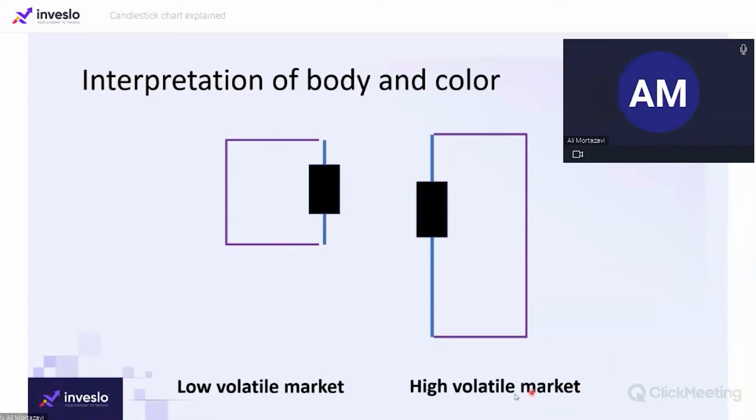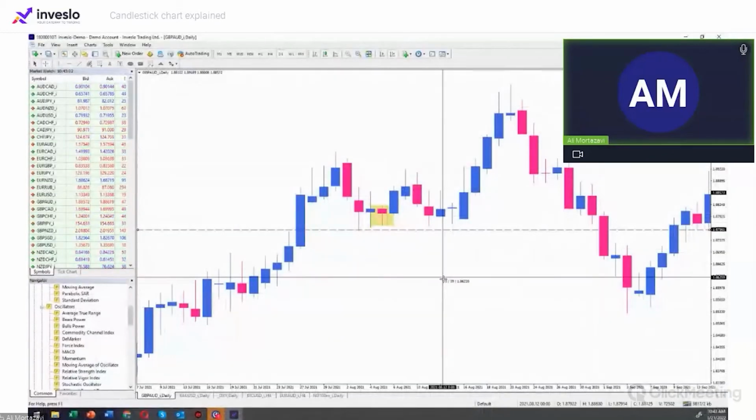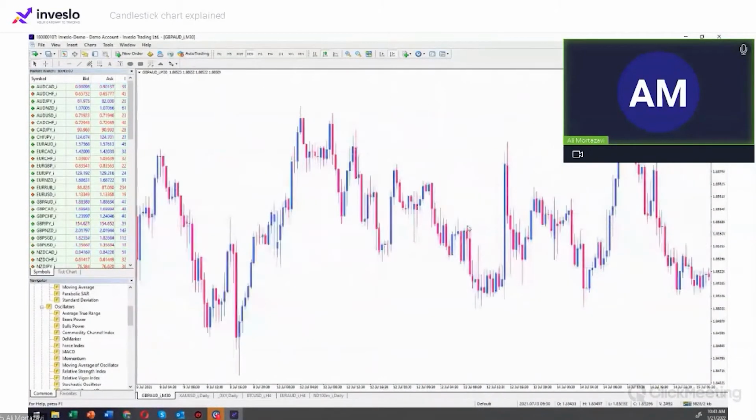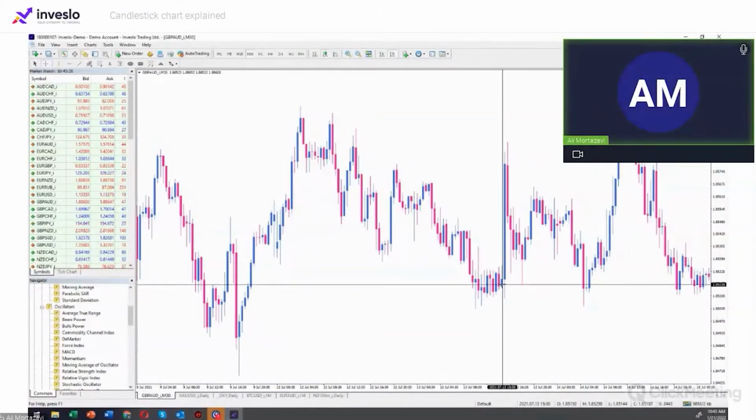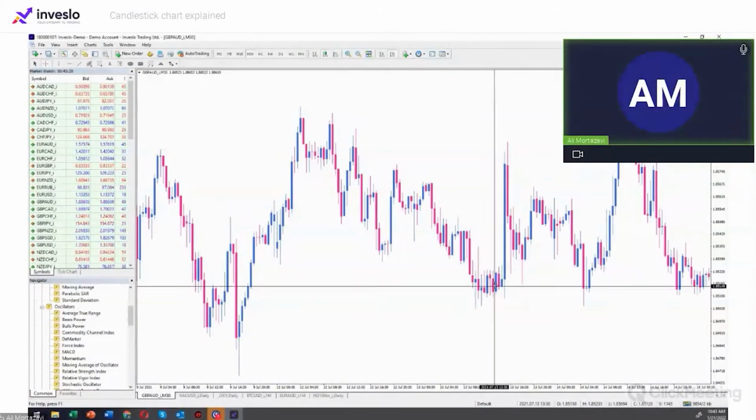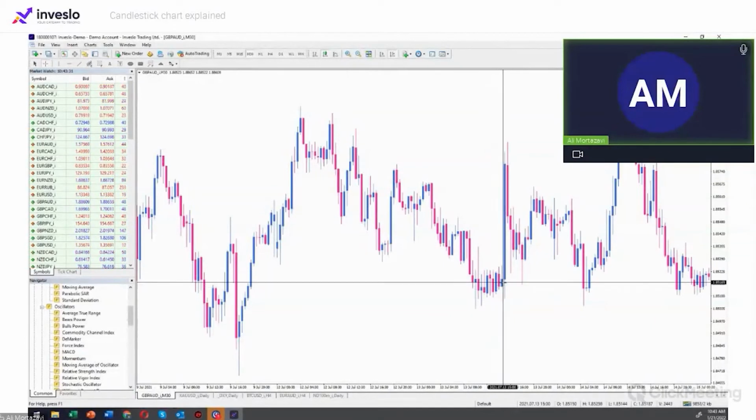A high volatile market, for example, during the news announcement, if I go to the 30 minutes time frame on GBP AUD, you might see this candlestick here comes with this very long body and these shadows, which reveals a very volatile session compared to the previous ones. You see, after each consolidation, we can expect some big move to happen in the market.